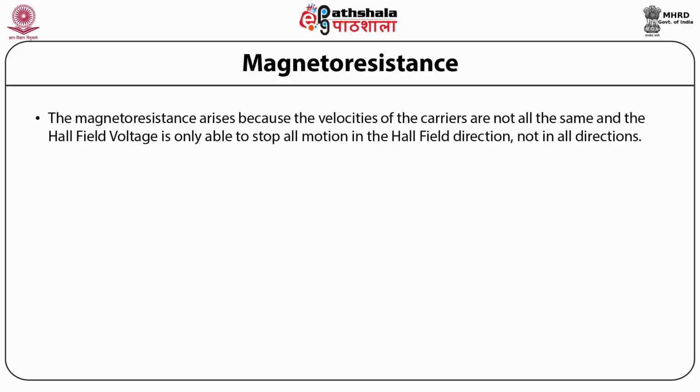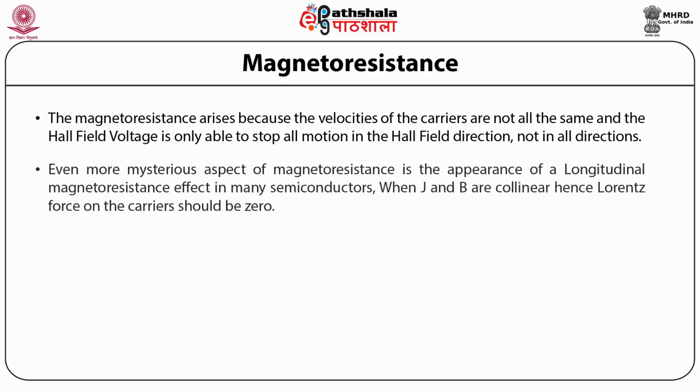The magnetoresistance arises because the velocities of carriers are not all the same, and the Hall field voltage is only able to stop all motion in the Hall field direction, not in all directions. An even more mysterious aspect of magnetoresistance is the appearance of a longitudinal magnetoresistance effect in many semiconductors, when J and B are collinear, hence the Lorentz force on the carrier should be 0.